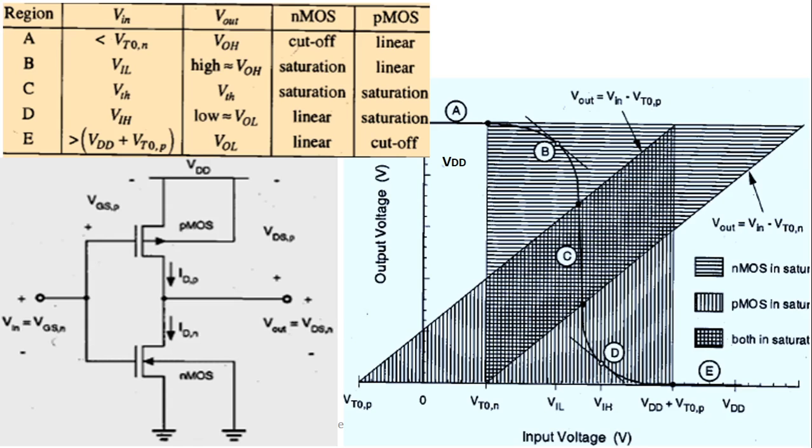And we have seen the VTC characteristic, the curve between output and input voltage, the behavior of output voltage with respect to input voltage. This can be divided into 5 regions, and these are the various conditions for these 5 regions. Mind it, for region C, both of the devices are in saturation mode.